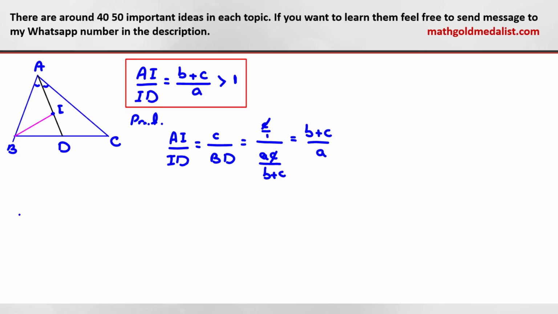Now, next theorem. We want to find the length of AI. Try to prove AI is BC over S times cosine A over 2. Okay? Try this part.